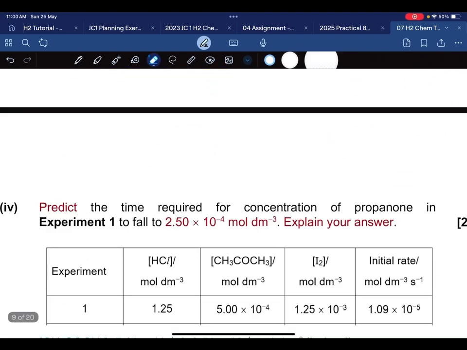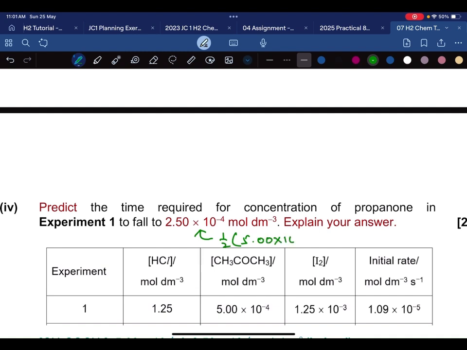In part 4, we predict the time required for the concentration of propanone in experiment 1 to fall to 2.5 times 10 to the power minus 4. Note that this value is actually half of 5 times 10 to the power minus 4, the original concentration of propanone. We can ignore the iodine concentration in our consideration here because the order of reaction with respect to iodine is 0.